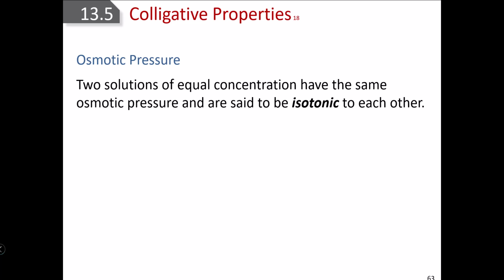So two solutions that have the same osmotic pressure, or equal concentrations, are said to be isotonic. Iso means same. So same osmotic pressure, same concentrations, because we just saw that pi, the osmotic pressure, is equal to molarity times R times T. So if R and T are constant, then pi is proportional to molarity. And so when the concentration is the same on both sides, osmotic pressures are the same on both sides, we call that an isotonic solution.